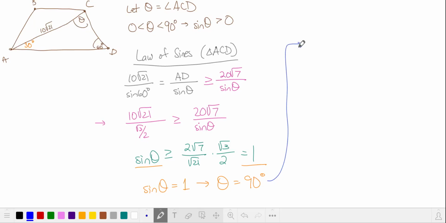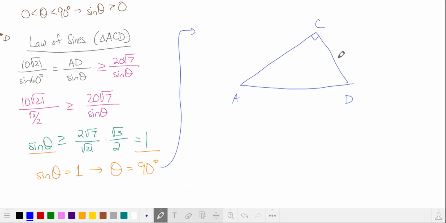So let's redraw our triangle ACD with a right angle here at C, and it's 30-60-90. This was the diagonal of our trapezoid. We'll divide by √3 and multiply by 2 to get this length AD.